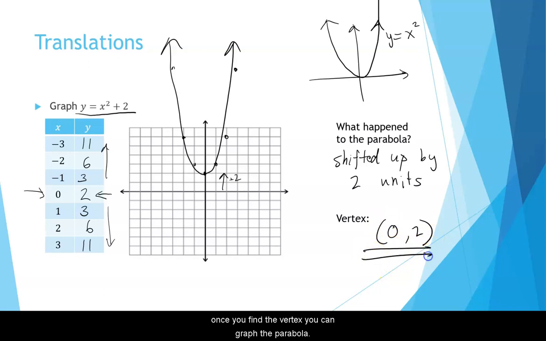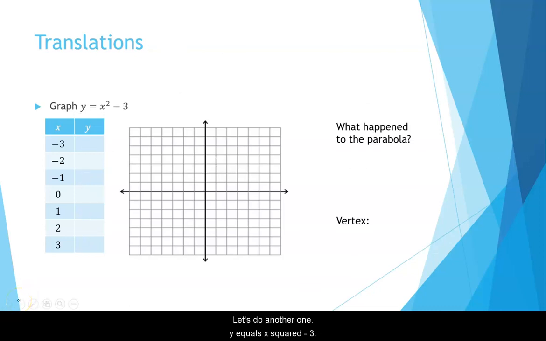And again, once you find the vertex, you can graph the parabola, even if it just means that you'd be starting the table at the vertex and then just picking some x values really close to that. So if I know the vertex is at 0, 2, I could pick 1, 2, and 3 for good x values and calculate the y's and then just plot those points. Let's do another one. Y equals x squared minus 3.